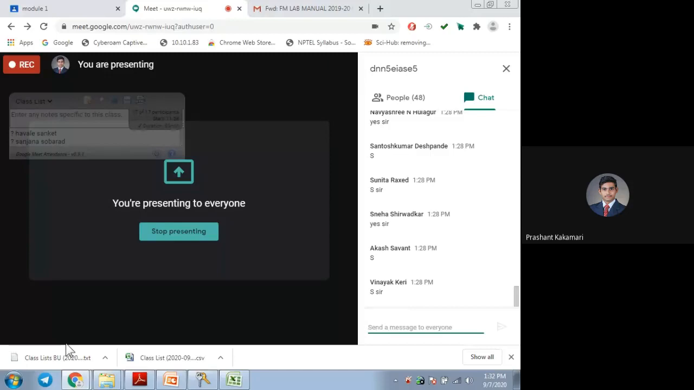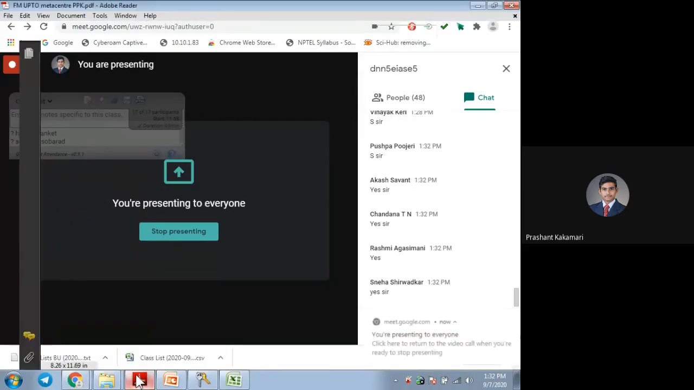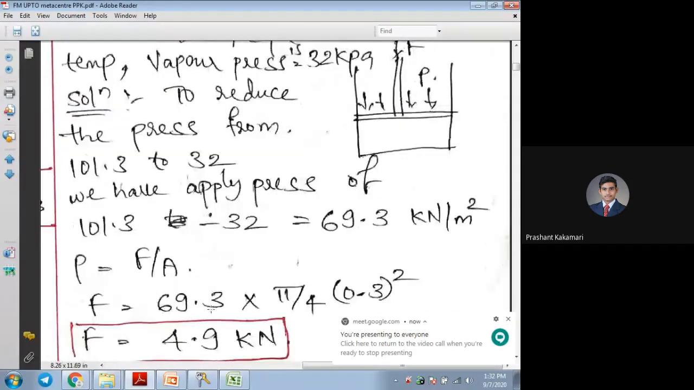All of you understood now? Okay, just go through the steps again. The normal pressure without vaporization is 101.3. Pressure required to achieve vaporization is 32 kilopascal. Because of these two pressures, the difference is the pressure at which we need to lift the piston. That's why they have taken the difference, 69.3. So that value was the pressure. Now from the pressure one can find out force.